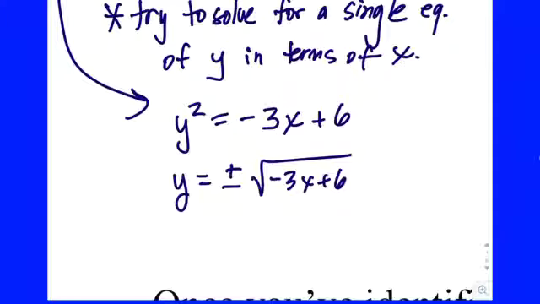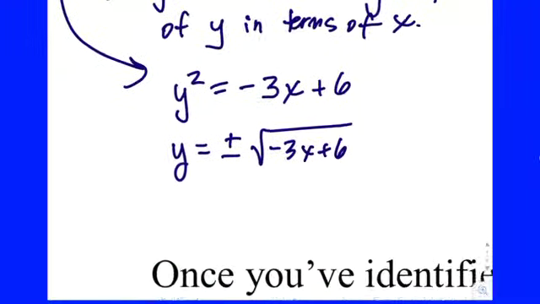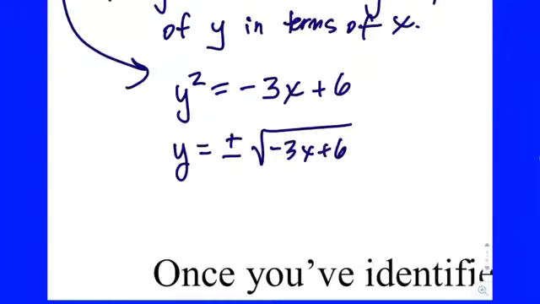All right, if you have y squared equals 25, it could be negative 5 or positive 5. And so because I have plus or minus, how many equations is that? That's really 2 equations, okay? So it's not a function.